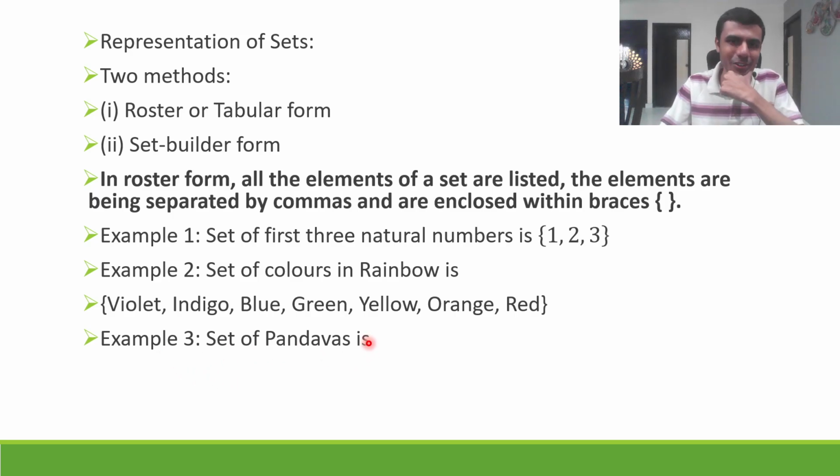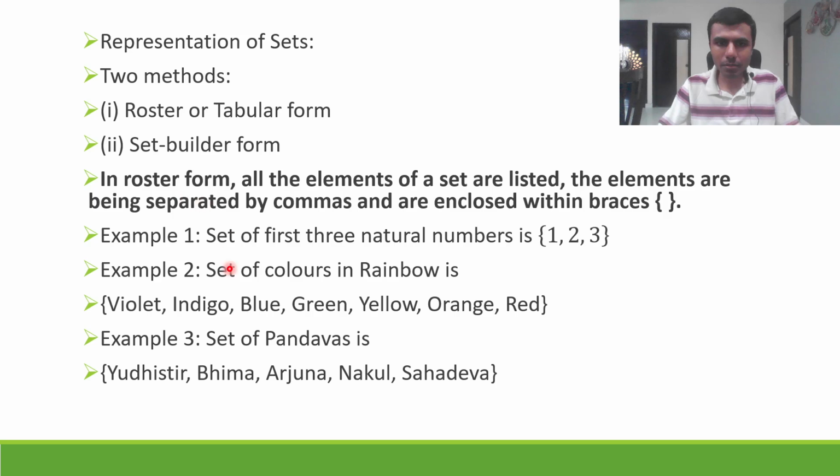Now next, set of Pandavas. Okay, what is the set of Pandavas? You know, right, who the Pandavas are? Yudhishthir, Bhima, Arjuna, Nakul, and Sahadeva. Again, you see flower brackets, and the elements are separated by commas.